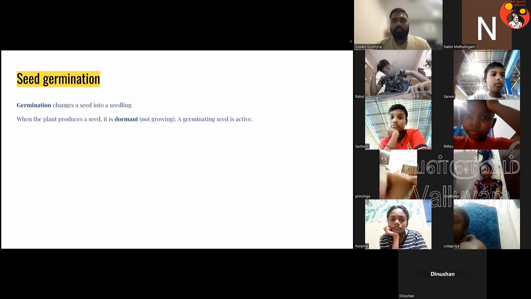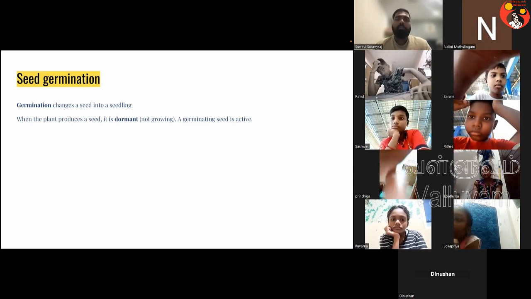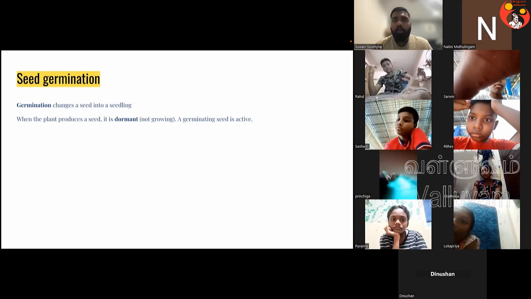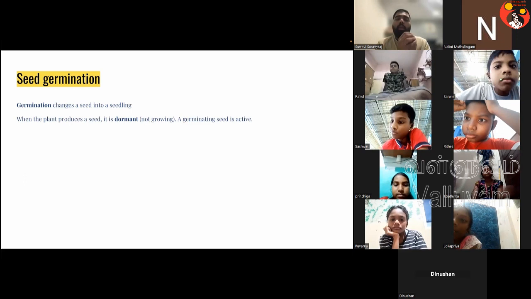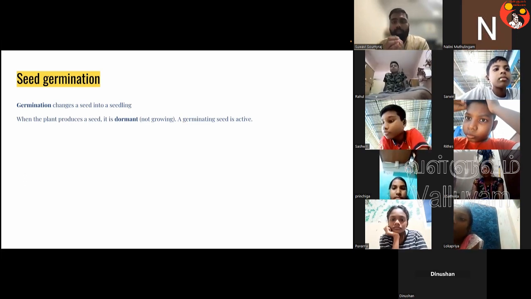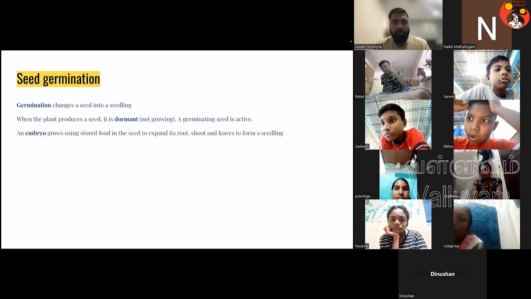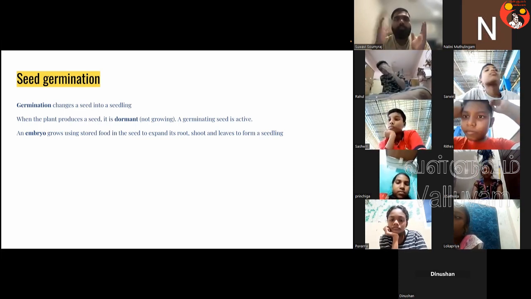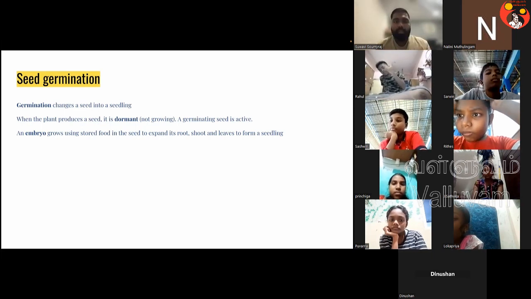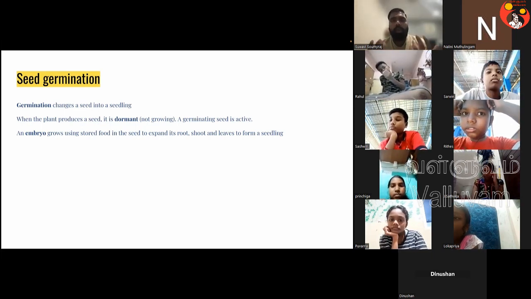When plants produce a seed, in general, it is referred to as a dormant seed because the seeds themselves are not growing. Once germination takes place and is initiated, that's when the seed becomes active and begins to grow. The embryo within the seed uses food that's stored within it to expand its root, shoot from the base and create leaves to then form what we refer to as a seedling.